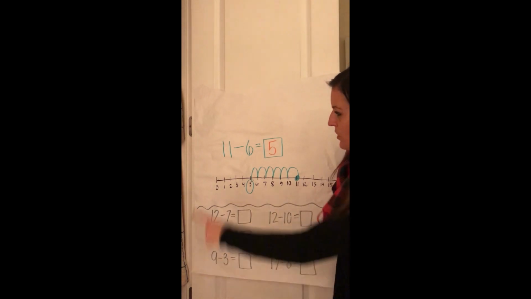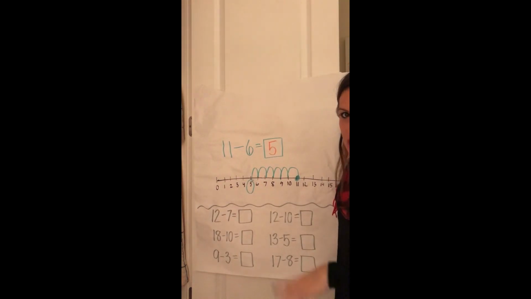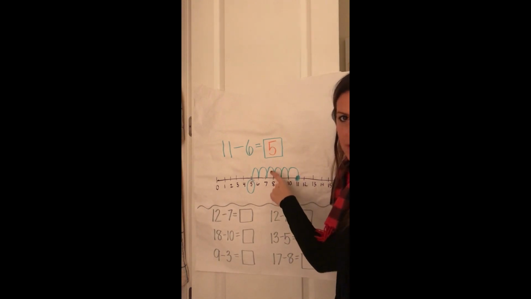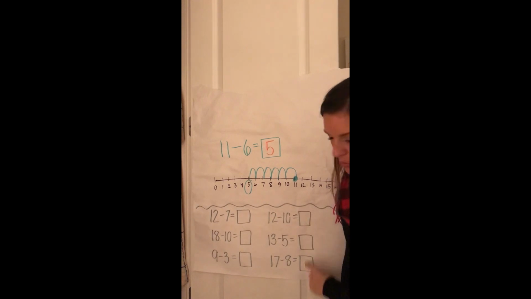If your equation was 11 minus 6 equals 5, you are correct. If not, make sure you go back and review your hops on the number line to make sure you counted them correctly. And if you want to practice some more equations, I wrote some down for you.